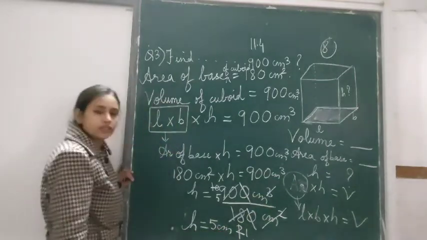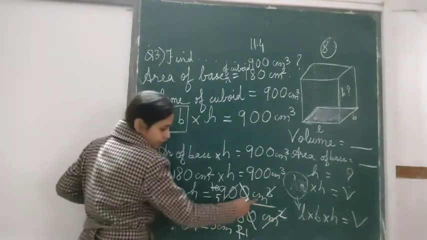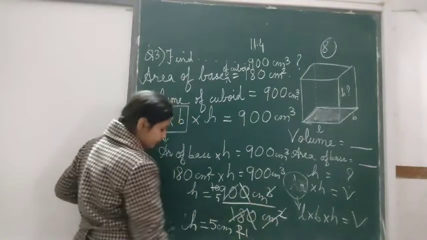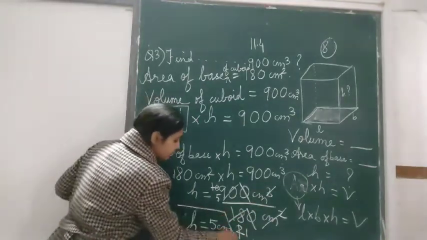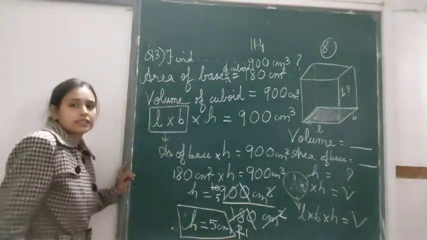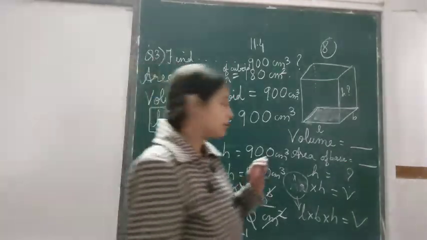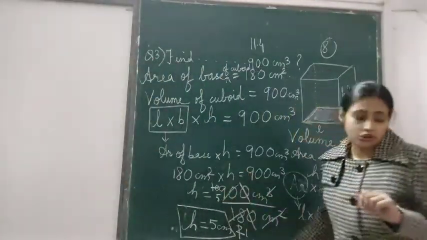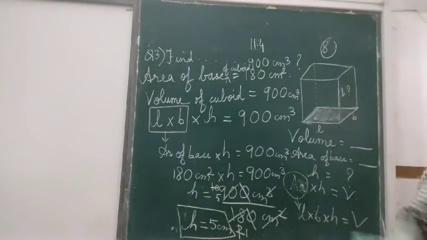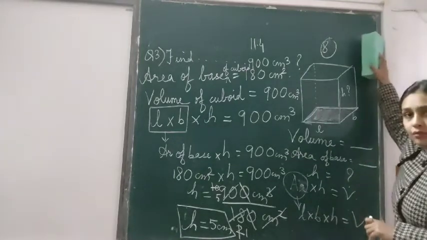What all is left over, we are going to write that. 5 is left, centimeter is left, and here 1. So the height is 5 centimeter. And this comes 5 centimeters. This completes your question number 3, children. Now we move to question number 4.